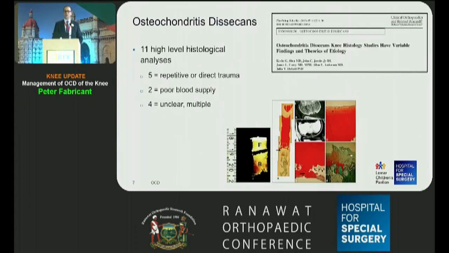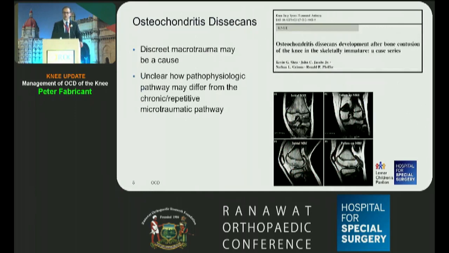This is an early study on OCD looking at core biopsies, thinking that at this time it would give us the exact reason for OCD, but it was more confusing than it was answering any questions. Five of these 11 had repetitive or direct trauma, 2 had poor blood supply, and 4 had unclear multiple causes. So it's not entirely clear why we get OCD. This is a published case of a bone bruise that ended up turning into an OCD lesion, so it's possible that a specific instance of trauma to the knee could be a contributing cause.